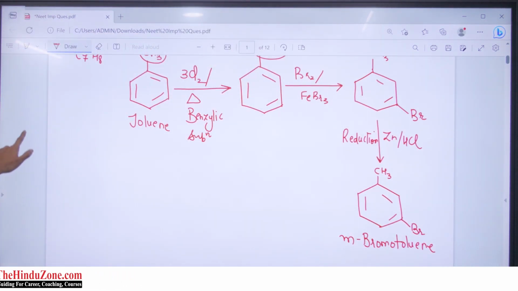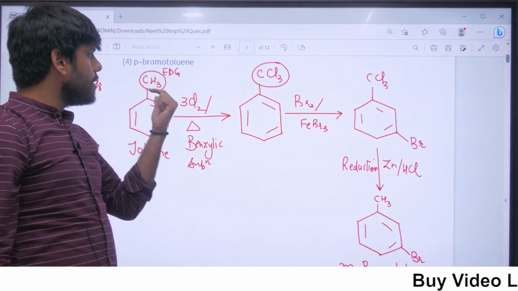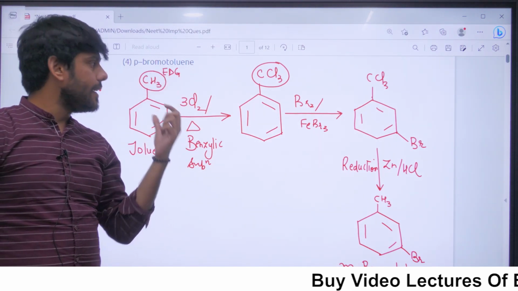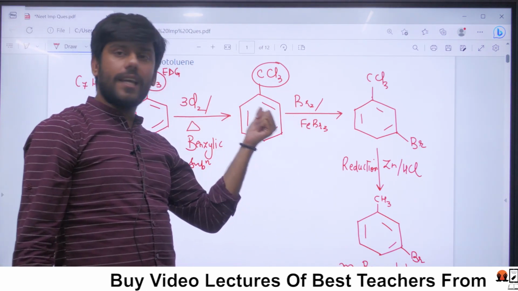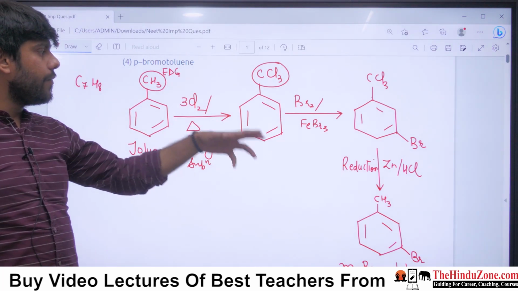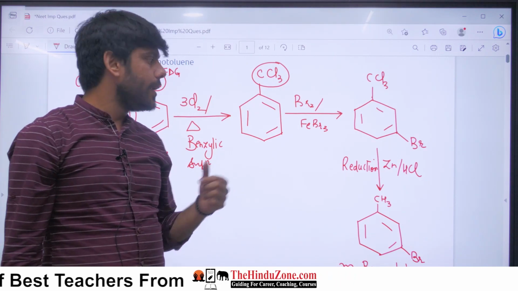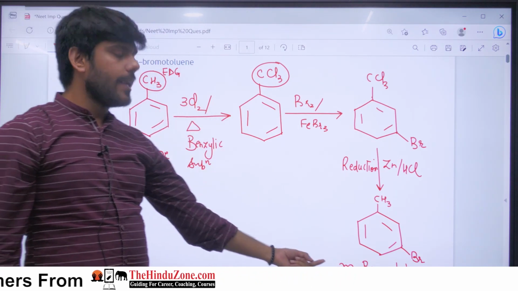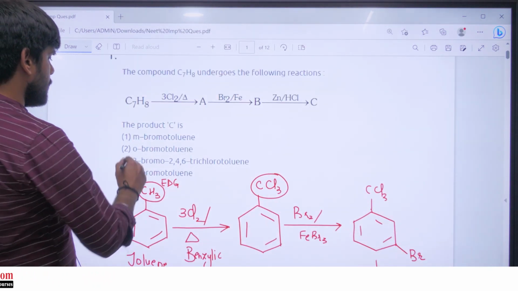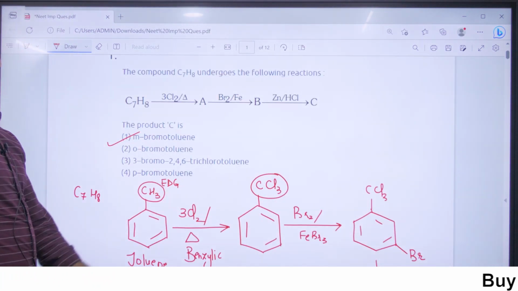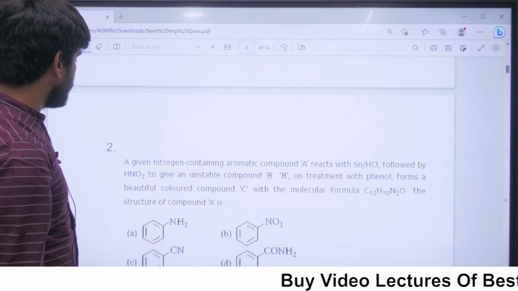And this is also a good reaction because you know that CH3 is your electron donating group, it is your ortho para director. So if you would have performed bromination with toluene, you would have got ortho bromotoluene and para bromotoluene, but by this conversion you get meta bromotoluene as a product. So basically in this reaction meta bromotoluene is the answer. I hope you understood this question. Let us discuss the next question.